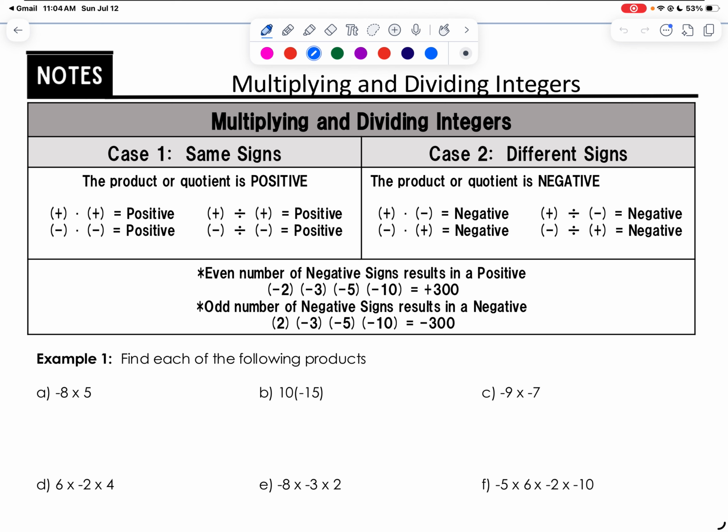Now, if you're dividing, the same thing is true. A positive divided by a positive is also a positive, and a negative divided by a negative is also positive. So remember, same signs, your answer is going to be positive. Now, if you have different signs, your answer will always be negative.